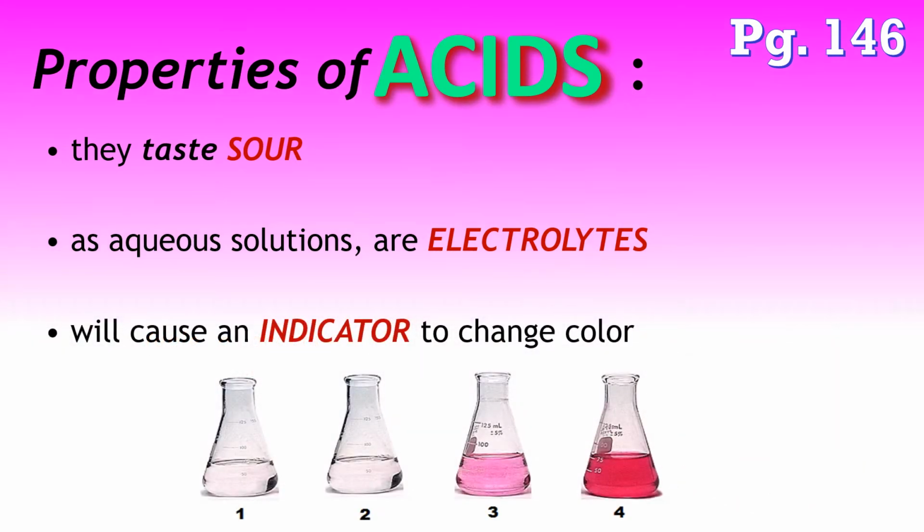So acids are sour, acids are electrolytes, and acids will cause an indicator to change color. Here you see a flask going from clear to pale pink to darker pink to red. What's going on?